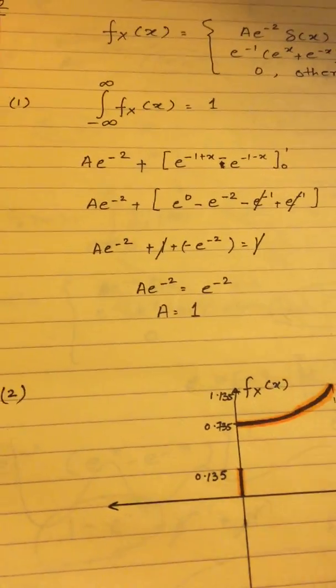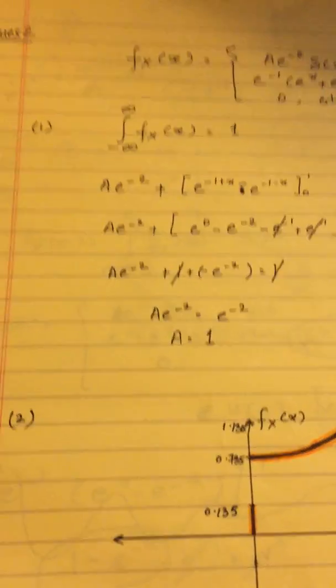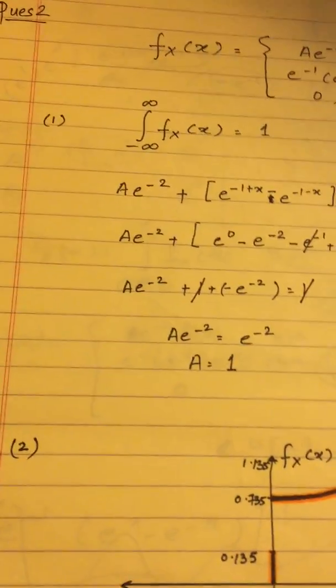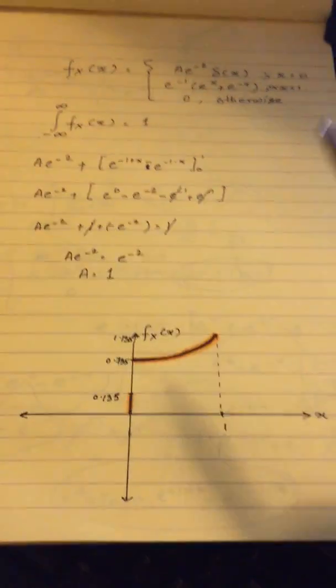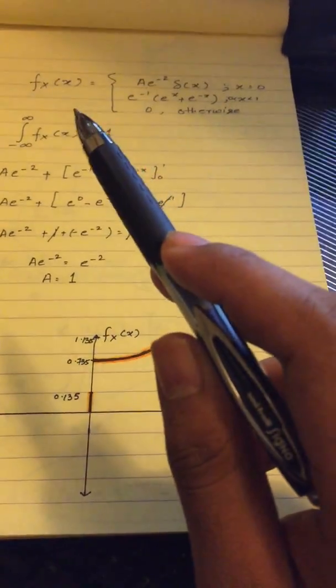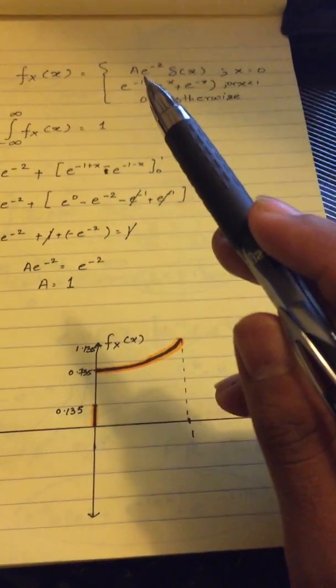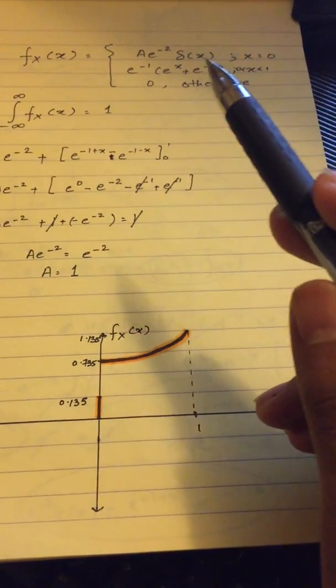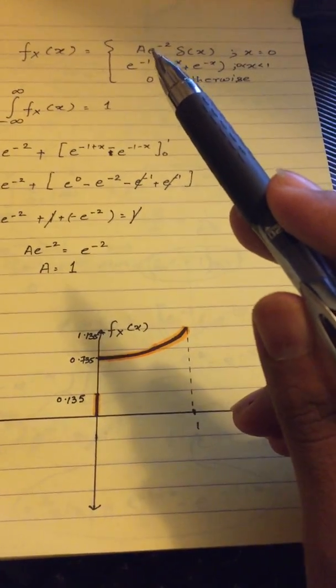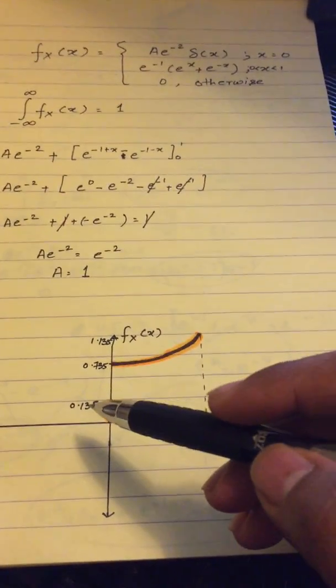That's our first answer. Secondly, we have to sketch the probability density curve. Now, we can simply put in the values from the equation above and plot it. So when we put the value of a when x is equal to 0, that's e to the power minus 2, that value is 0.135.